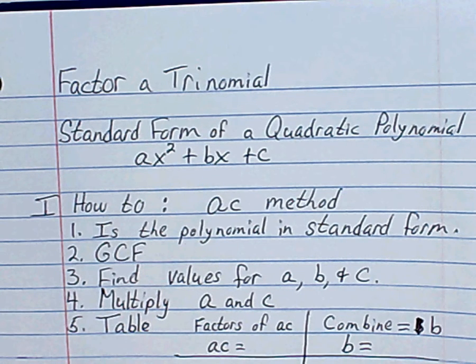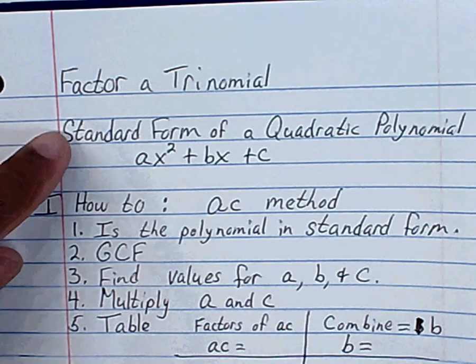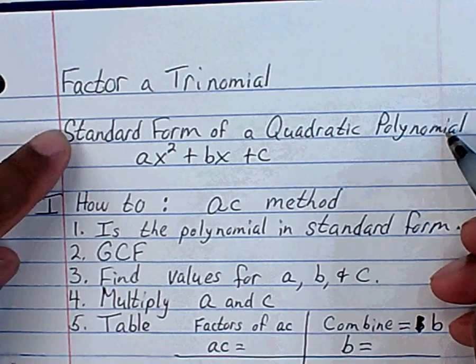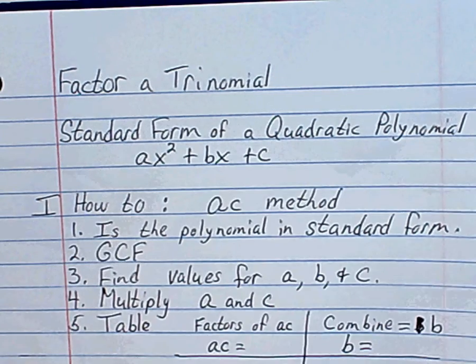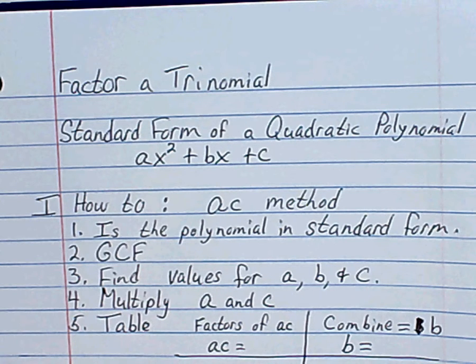Today we're going to factor a trinomial. The trinomial must be in standard form for a quadratic. So we have ax squared plus bx plus c. Basically it's in descending order. How do we go about factoring the trinomial?